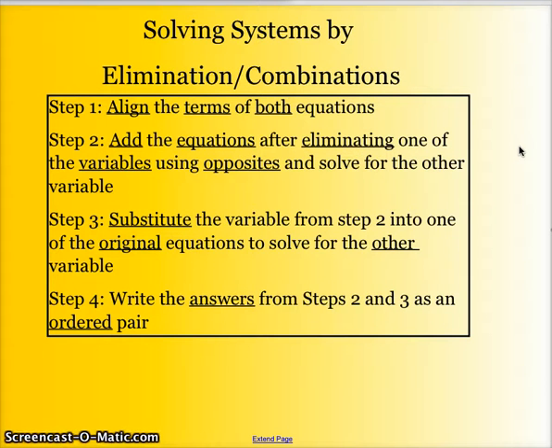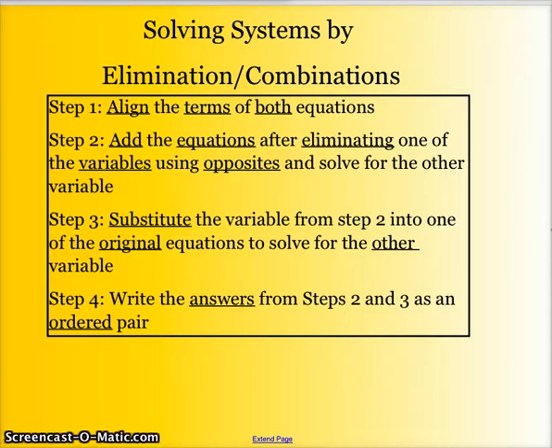Step 2. Add the equations after eliminating one of the variables using opposites and solve for the other variable. Step 3. Substitute the variable from step 2 into one of the original equations to solve for the other variable. And finally, step 4, write the answers as an ordered pair to show the point of intersection.